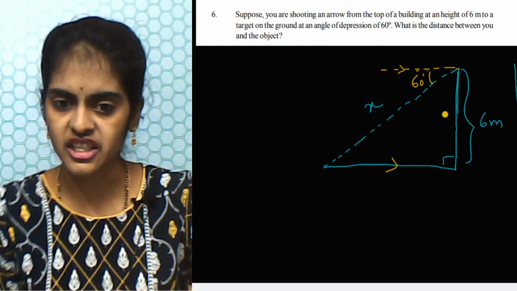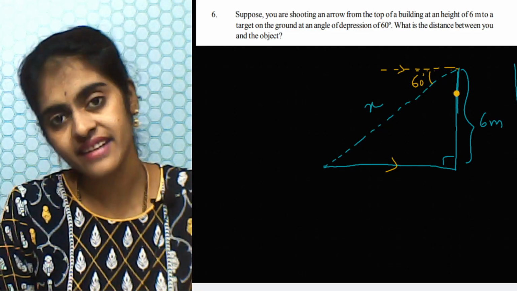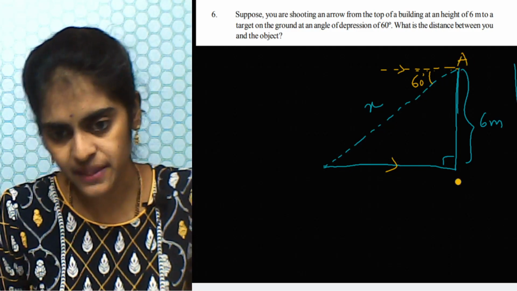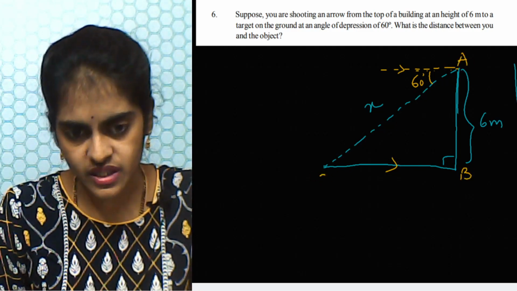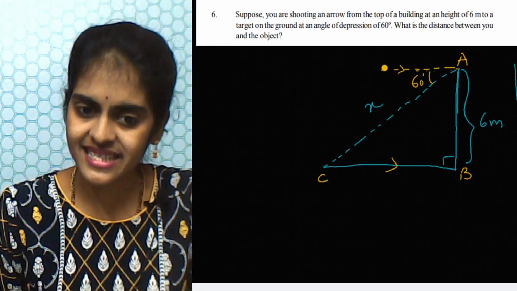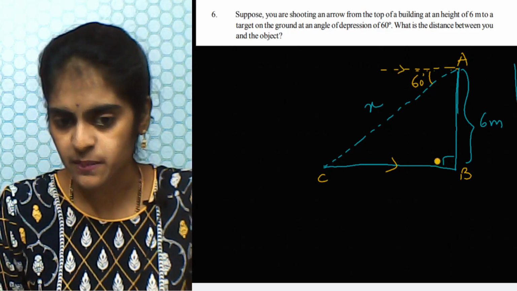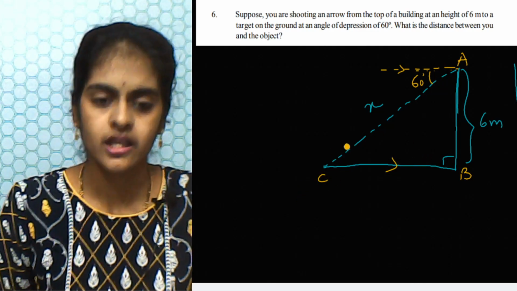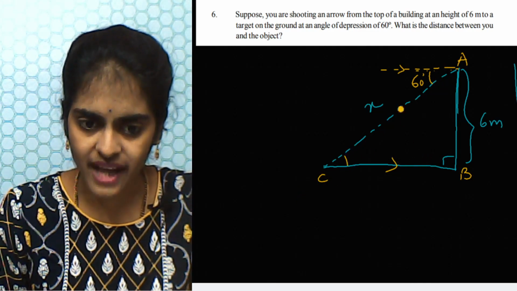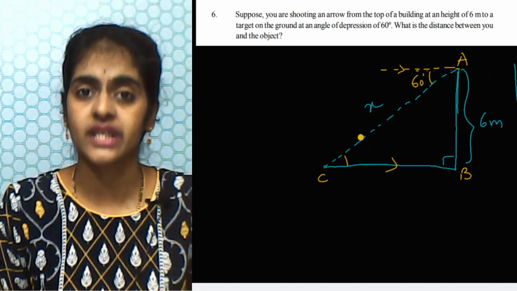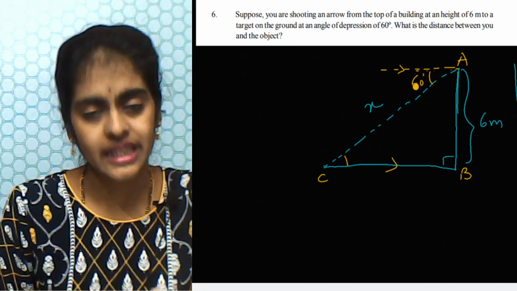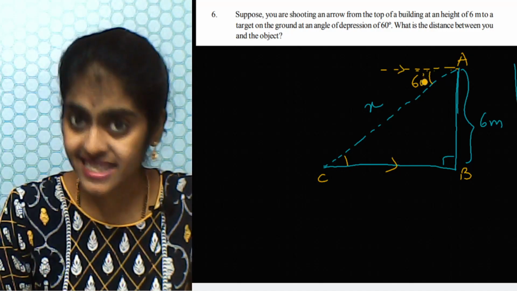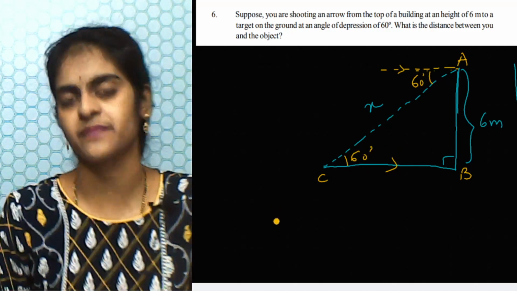So when they are parallel to each other, you can take this as a transversal. Let us name it AB is the building, and C is the object. So now you can see this line through A and BC are parallel to each other and AC is the transversal. So what about these two angles? These two angles are interior alternate angles. Interior alternate angles are equal. So if this is 60, this is also 60.